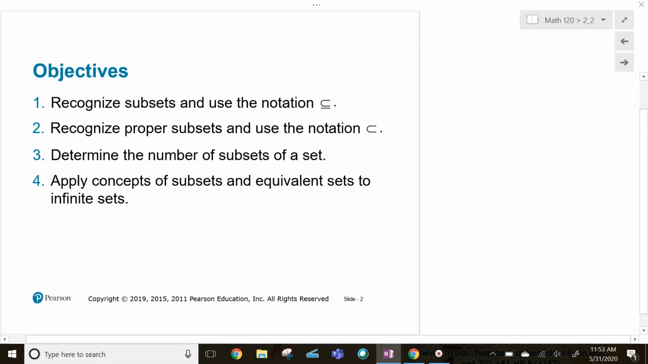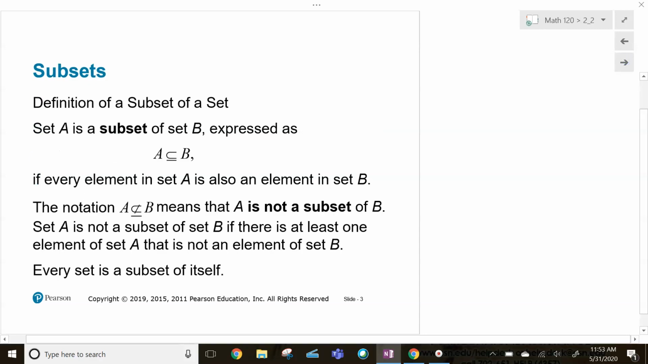So here are our objectives. Let's first talk about subsets and the notation there. Set A is a subset of set B if every element in A is also an element in set B. And of course, this symbol would mean not a subset.